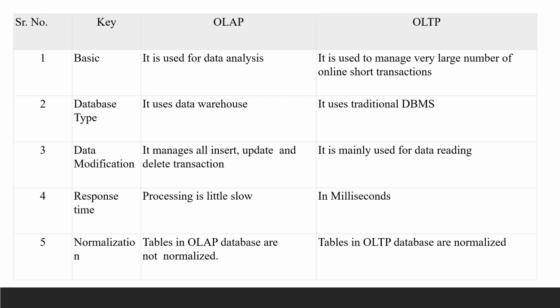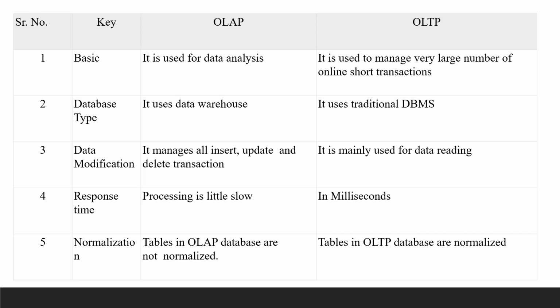Let us see some of the differences between OLAP and OLTP. The basic difference between these two is that OLAP is used for data analysis whereas OLTP is used to manage very large numbers of short online transactions. The data source of OLAP is the data warehouse, whereas OLTP uses a traditional DBMS, which is a database management system.